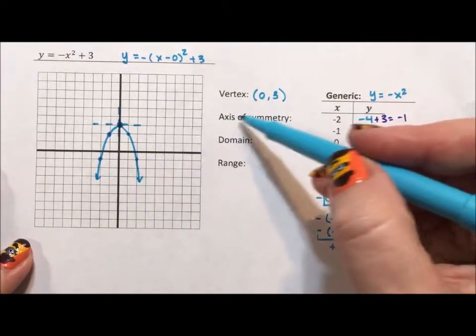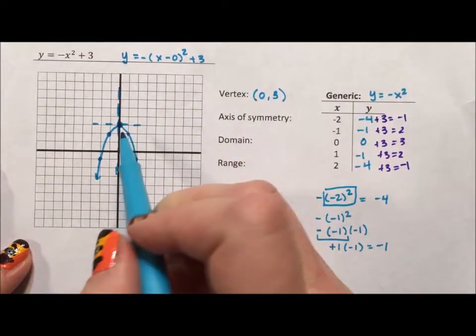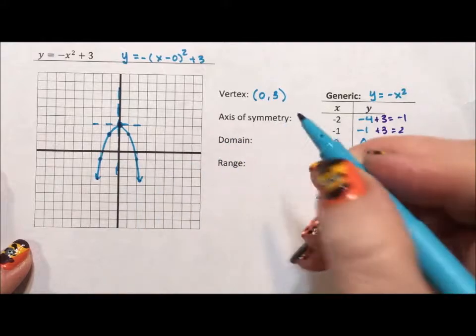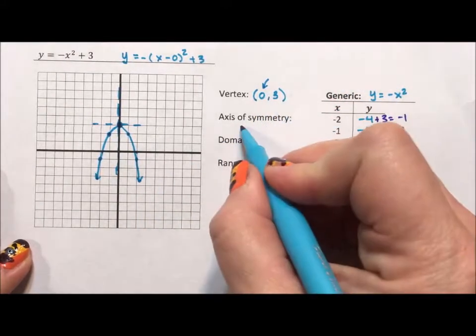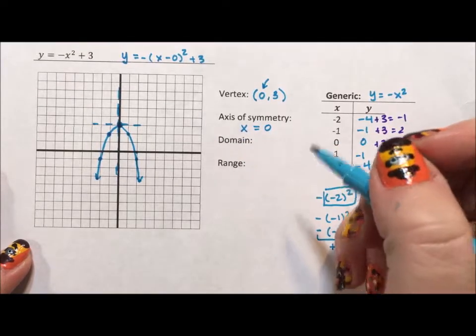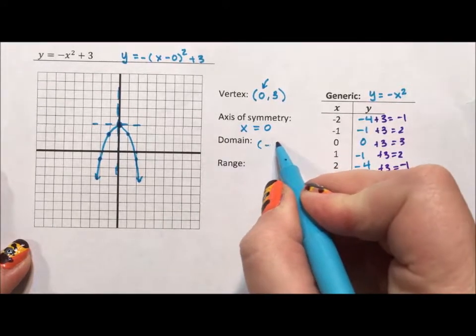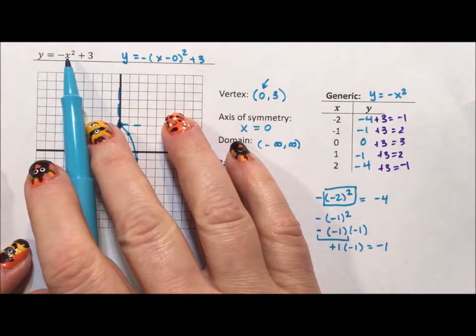Okay, the axis of symmetry is the line in which if we folded the parabola on itself, this point would land on this one, and this one would land on this one, and this one would land on this one. The axis of symmetry is the input of the vertex, so x equals 0. We have to say x equals because it's an equation of a line, and if it's an equation, it needs an equal sign. The domain is negative infinity to positive infinity because there's no restriction on what we can square.